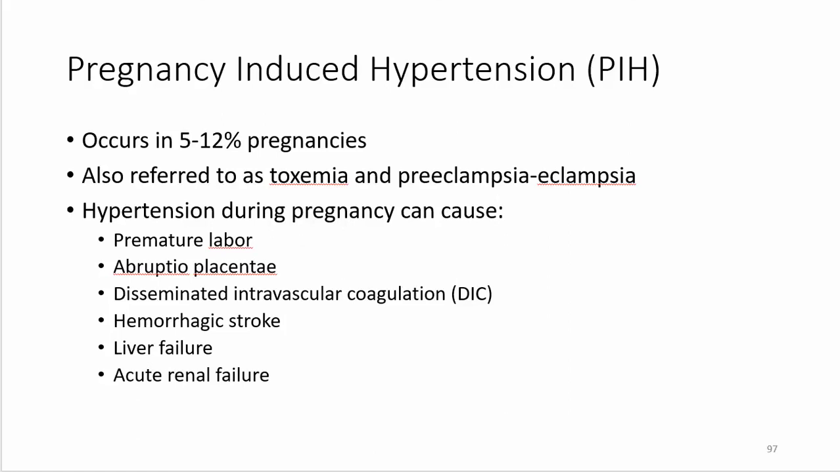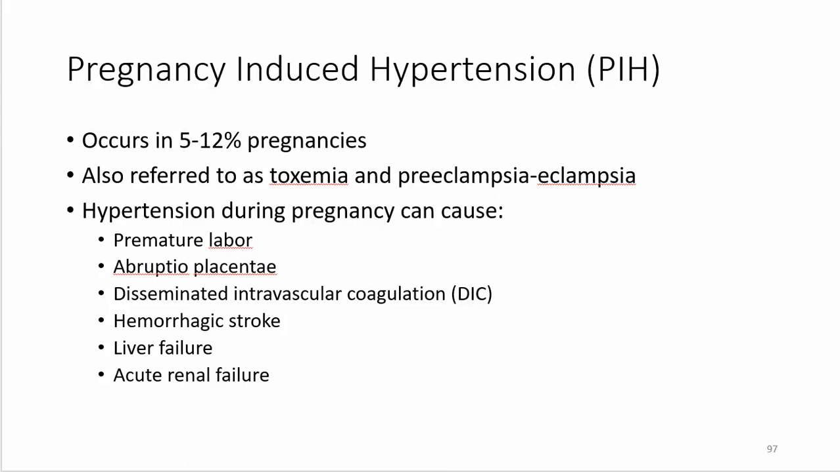Now, pregnancy-induced hypertension, PIH, is also called toxemia or preeclampsia, eclampsia. I tend to know it more as preeclampsia rather than pregnancy-induced hypertension. And I think that's often the institution that you are educated at, or the institution that you're working at, what is the favored descriptor of it. They're all the same thing.